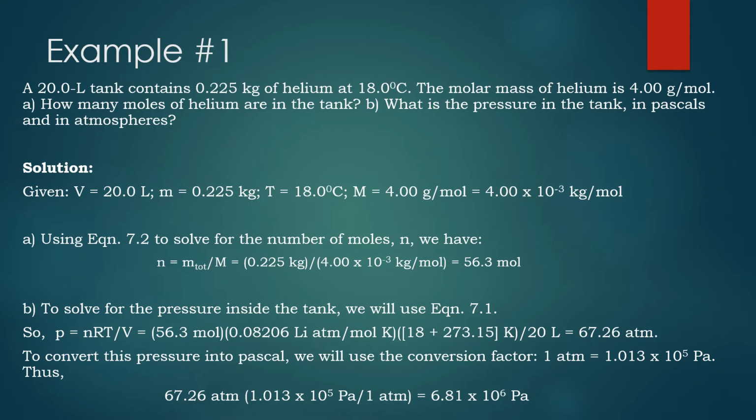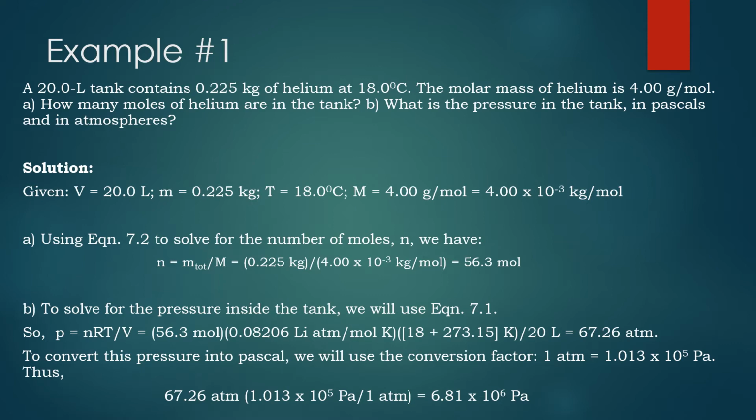Letter A. Using equation 7.2 to solve for the number of moles n, we have the number of moles n equals the total mass over the molecular mass, which is equal to 0.225 kilograms divided by 4 times 10 to the negative 3 kilograms per mole. And this will give us 56.3 moles.